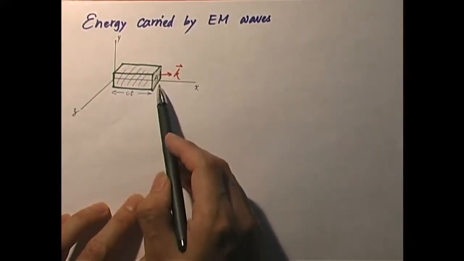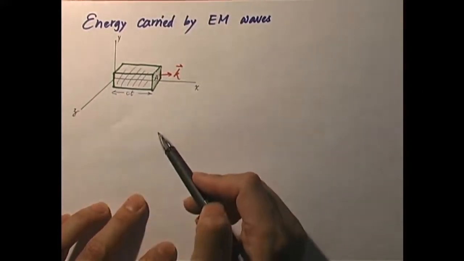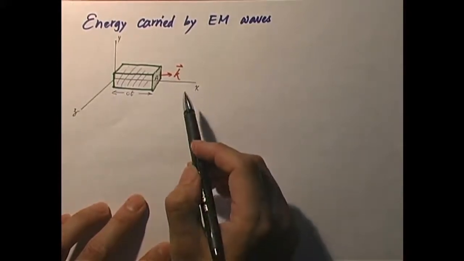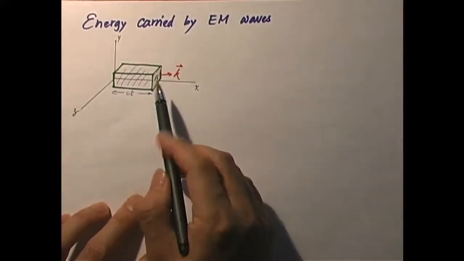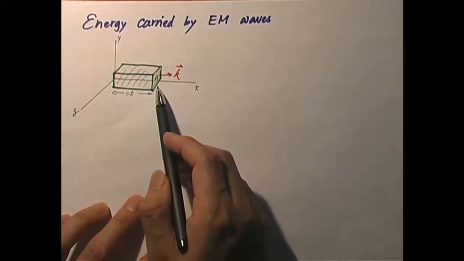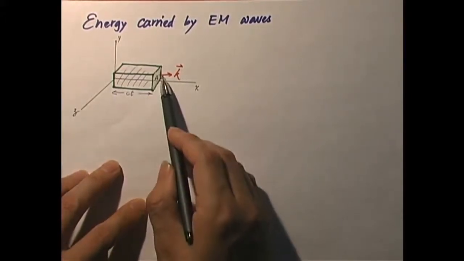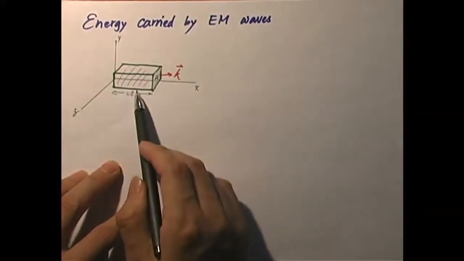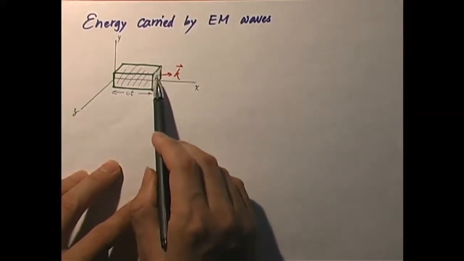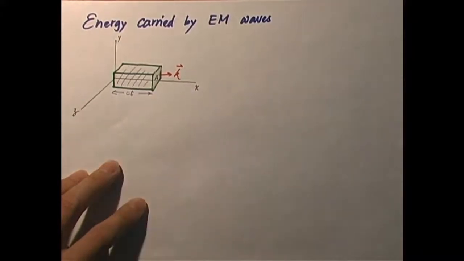Now the volume, of course, we know is A times c times t, right? So what we really need to know next is the energy per unit volume, the energy density. If I know the energy density, then all I have to do is multiply this by the volume. Then I find the total energy contained in the box, and all this energy will pass through this window over time t. So, what is the energy density?